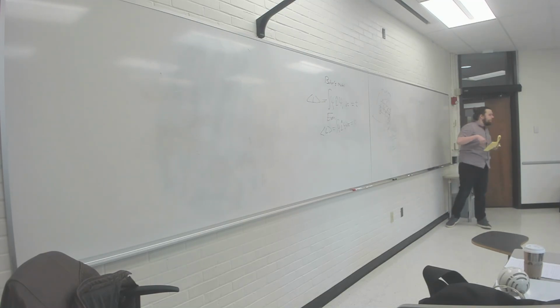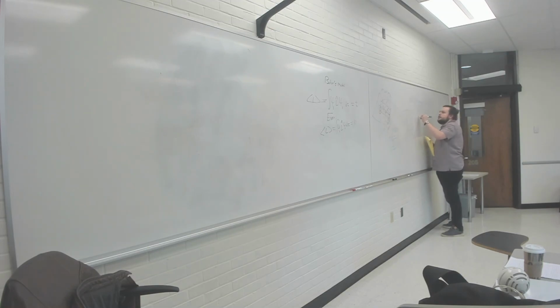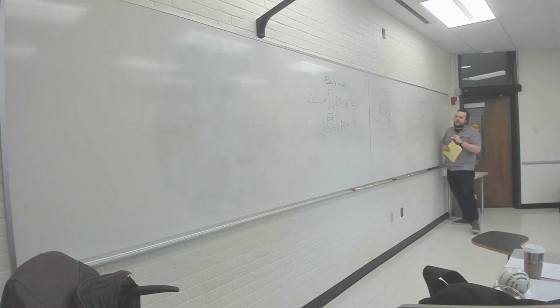And angular momentum has a very similar form. What we call it is L. And instead of mass, we use a different number called I, which is called the moment of inertia, or a rotational mass, times a velocity. And the velocity we're going to use is the angular frequency. And I'll explain what that is.